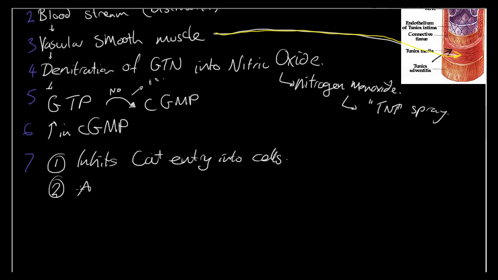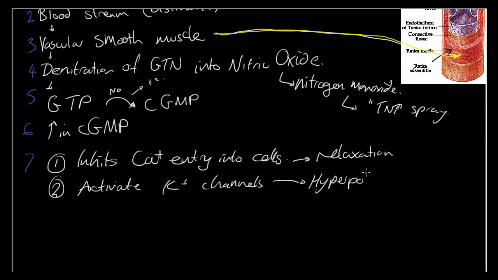Okay, the second one is it actually activates potassium channels. So let's say that our inhibiting of calcium entry into our cell, the end result is going to be relaxation. We activate our potassium channels. The end result of this is hyperpolarization. So basically we can't make it contract again, even if we put in a big stimulus to try and get it to contract, it's not really going to contract again. So that's what our dumping a bit of potassium is going to help us with.